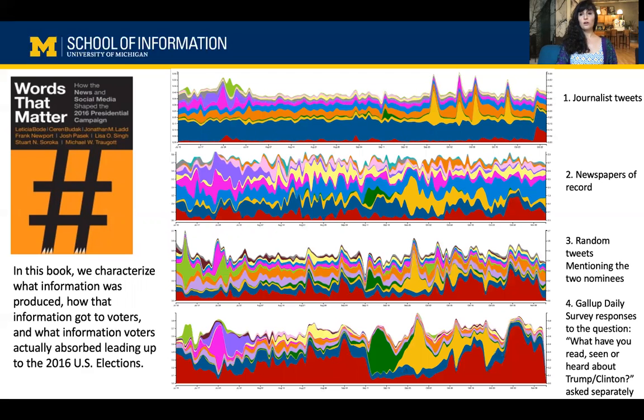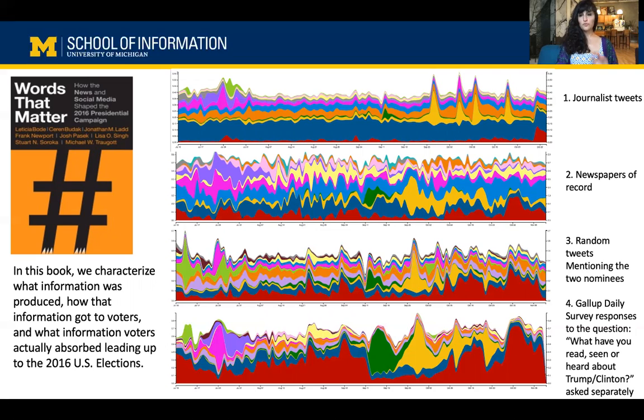And fourth was Gallup daily survey responses to the question, what have you read, seen, or heard about Trump and Clinton, asked separately in random order. Here we're only looking at Clinton, but we have a set of results for Trump as well. So there is a lot here. There's a lot to unpack.